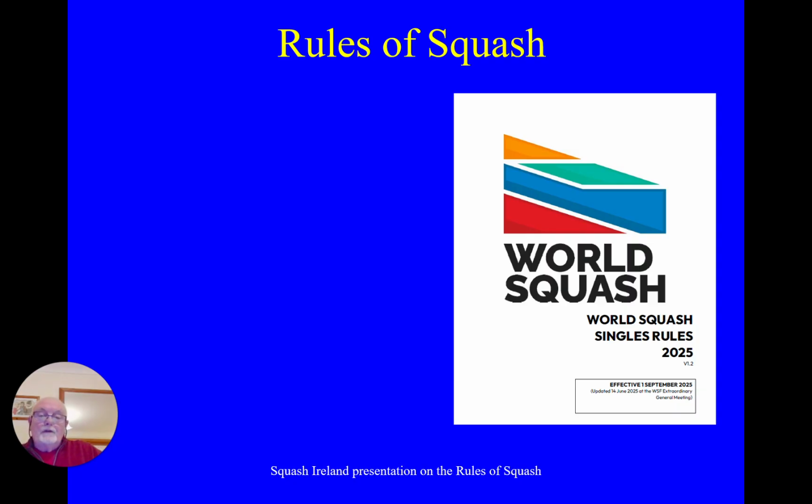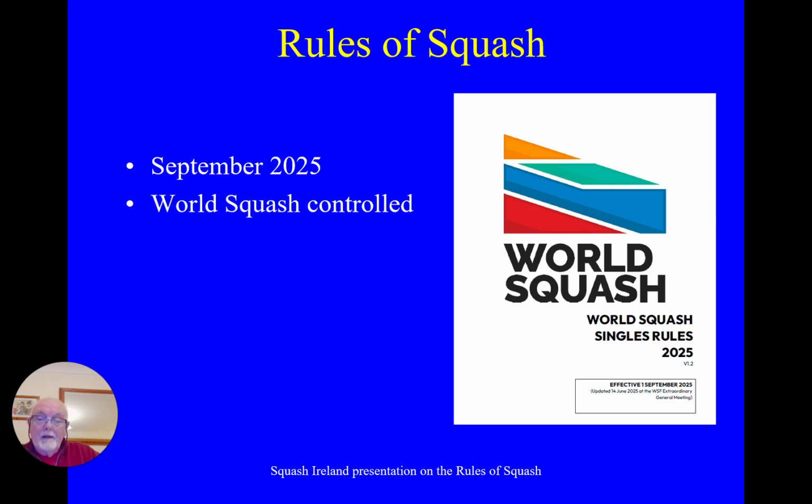In this session we're going to deal with the first 7 of the 14 rules, and these rules have come into effect on the 1st of September 2025. It's under the control and direction of World Squash. There are 14 instead of the old 15 rules, and there are 6 appendices instead of the previous 8.